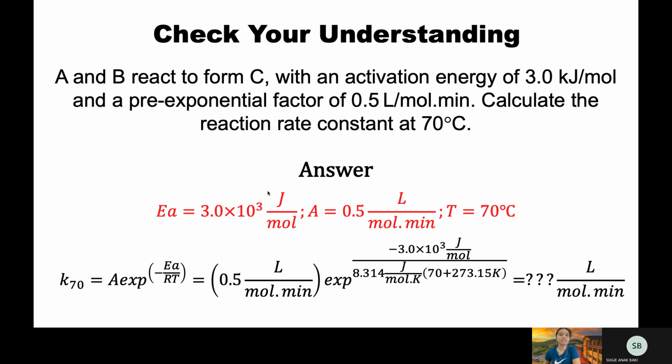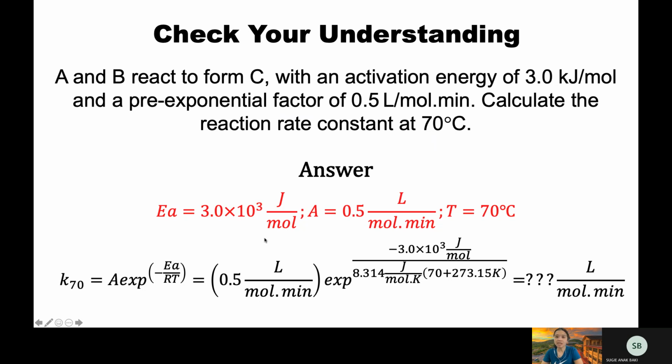Okay, now next. In this question, this is an example of a question where we try to find K. Okay, so we try to find K using the Arrhenius equation. So they say A and B react to form C with an activation energy of 3 kJ per mole and a pre-exponential factor of 0.5 liter per mole minute. Calculate the reaction rate constant at 70 Celsius. Okay, so from this question, what can we deduce? So first of all, dia kata activation energy 3 kJ per mole. So means EA 3 kJ per mole.